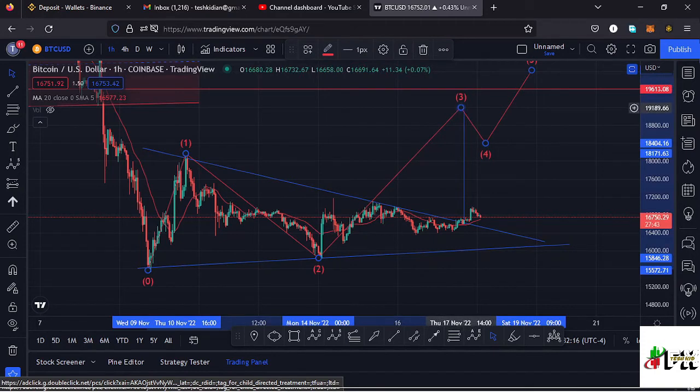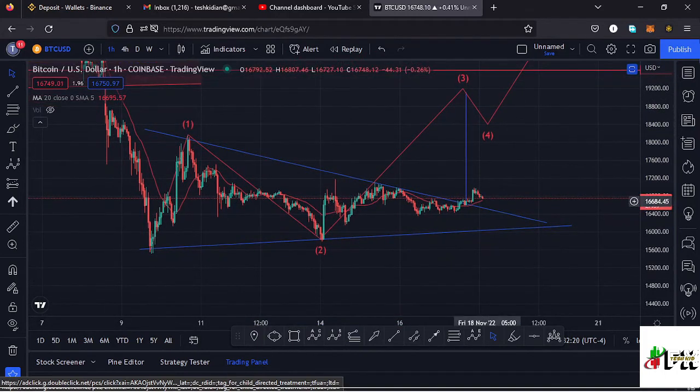There's still a possibility of making a new low here on the BTC chart, because in case this is a fake out and we continue pushing back into the triangle once more and see a breakout out of the triangle to the lower side, there's a possibility of BTC making a new low below the low that we have over here.